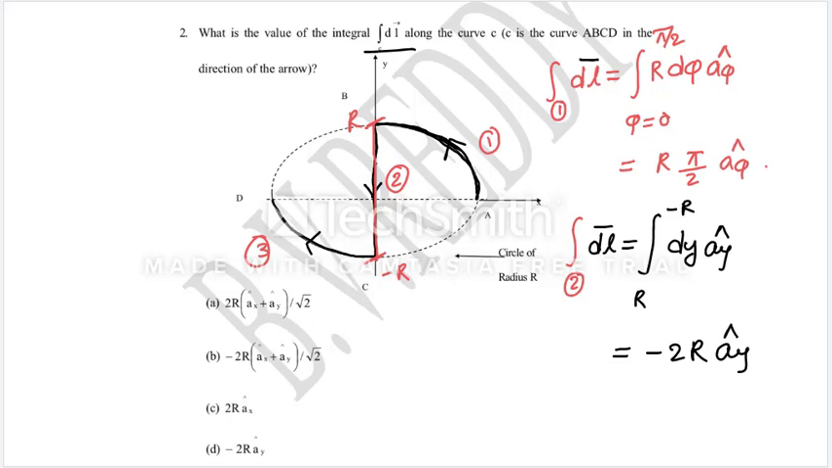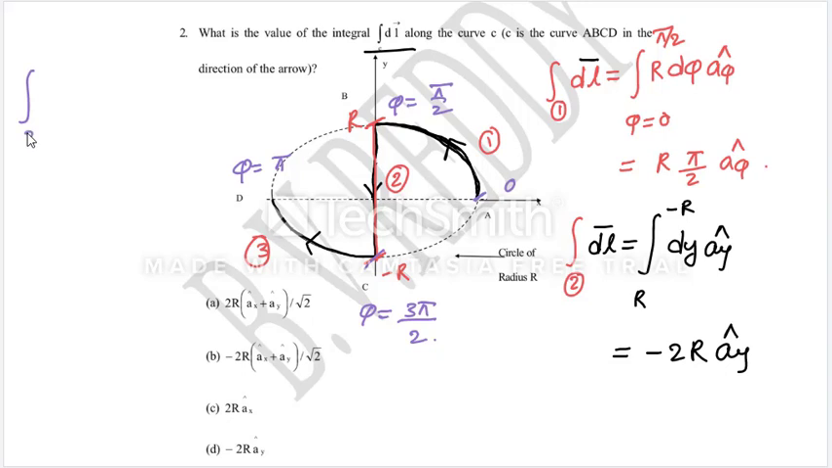Next, what about the third path here? Here the phi value is 0, here the phi value is pi by 2, here the phi value is pi, and here the phi value is 3 pi by 2. Now the path is like this in this path.